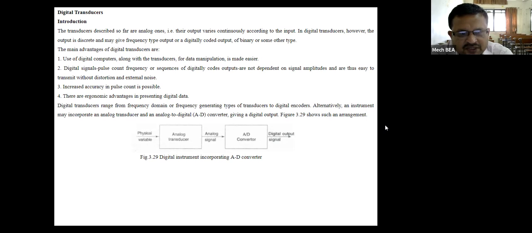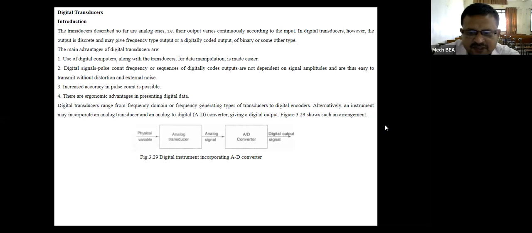Digital transducers range from frequency domain or frequency generating types of transducers to digital encoders. Alternatively, an instrument may incorporate an analog transducer and an analog to digital converter, giving a digital output. Figure 3.29 shows such an arrangement. Therefore, digital instrument incorporating analog to digital converter.